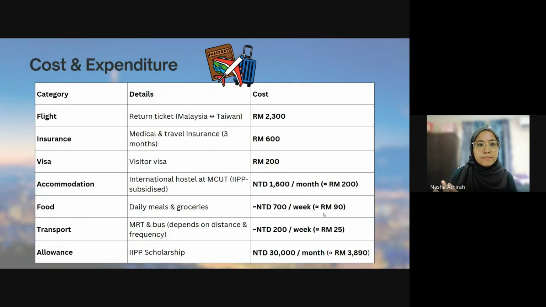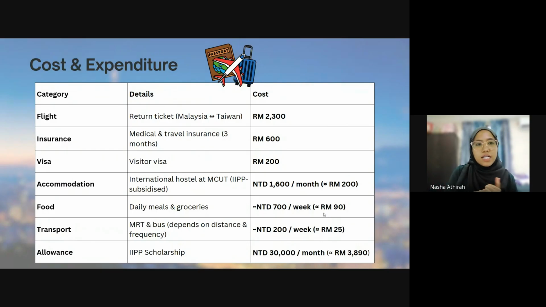I think it was a huge help, because without the subsidy from the IIPP, the actual hostel cost in Taiwan would be much higher. So the accommodation was very affordable for me, 200 ringgit, and we get a room for only two people, me and Farah. In the room we also have our own bathroom, so it is very convenient. They also have 24 hour centralized aircon, so even in summer you don't feel hot when you go back to your dorm. So it is very affordable for accommodation.